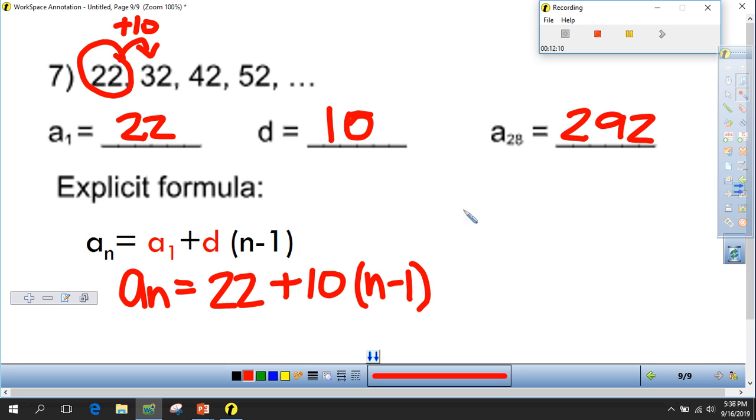Alright, and that's arithmetic sequence. Keep in mind that arithmetic sequence is only when your common difference or your rule is to add or subtract.